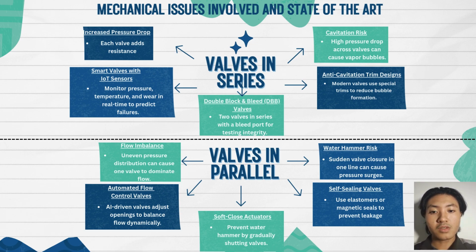In parallel, the mechanical issues are flow imbalance, uneven pressure distribution causes a valve to dominate flow. Water hammer, sudden valve closure in one line can cause pressure surge. For recent technology are automatic flow control valves, IR driven valves, adjusting opening to balance flow. Self-sealing valves use elastomer or magnetic seals. Last one is soft close actuators, preventing water hammer by shutting the valve slowly.